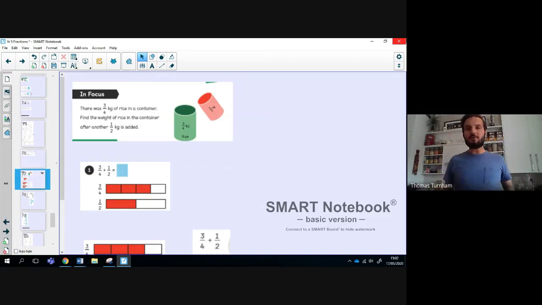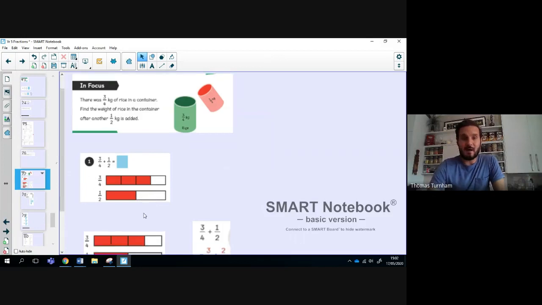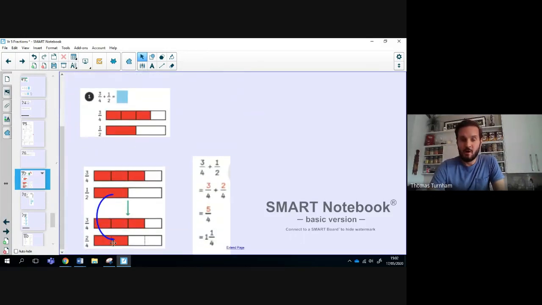So actually, it's no different to what we were doing yesterday, but it has been put into a real life problem, and the words make it seem more tricky than it is. We're still talking about 3/4 plus 1/2. And we know lots about this because we know that 1/2 is the same as 2/4. So 3/4 plus 1/2 is the same as 3/4 plus 2/4, which gives us 5/4.